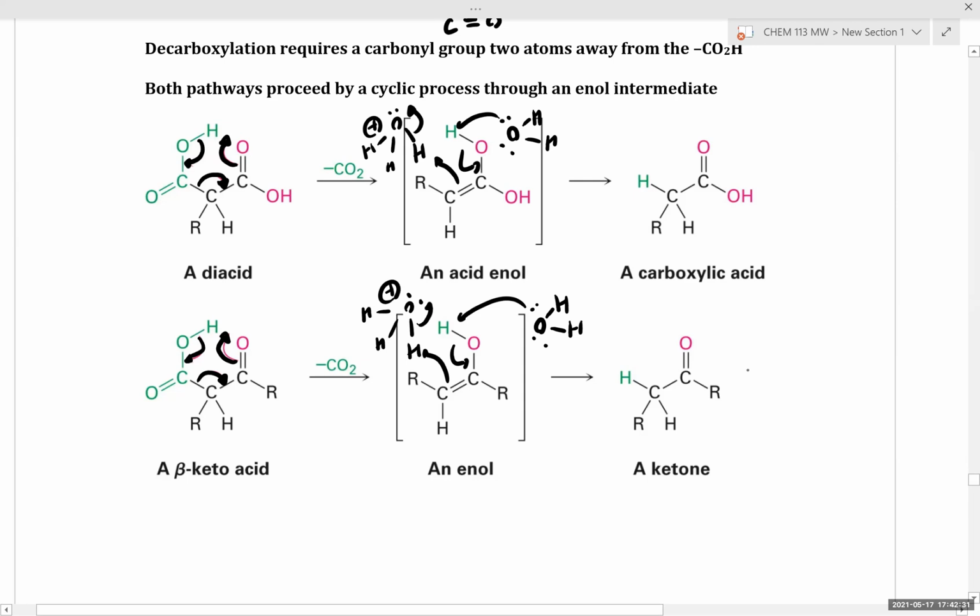Does this make sense? Any questions on this mechanism? Okay.